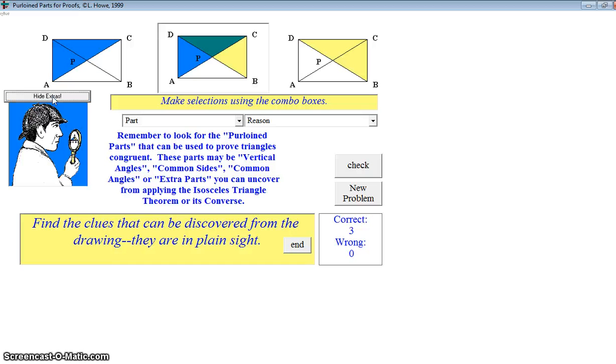So play this game until you are correct more often than you are incorrect, and until you feel like you are able to see these parts consistently. And then post your screenshot to Schoology.